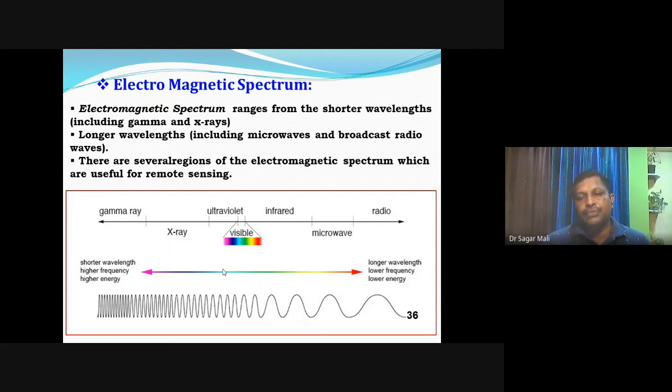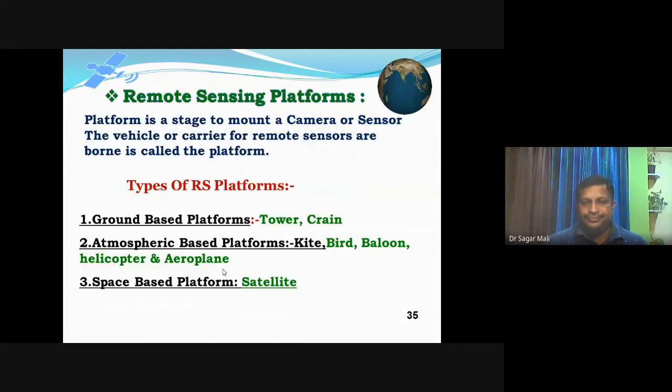Next to that are the radio waves. Radio waves are more than a kilometer in wavelength, and that's why we do not use radio waves in remote sensing applications. So this runs from the smaller wavelength to the larger wavelength. The entire spectrum has been divided into different portions, starting from cosmic rays, gamma rays, X-rays, ultraviolet, visible band, infrared, microwaves, and radio waves.